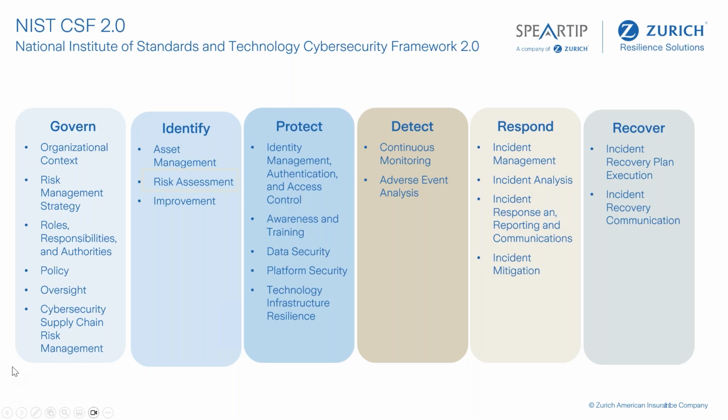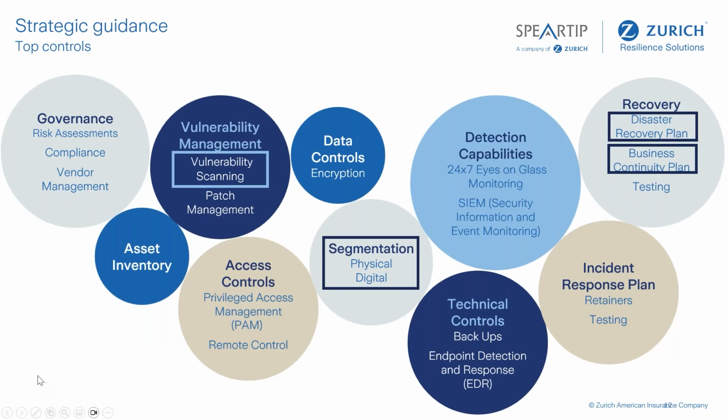Looking into, on the next slide here, some of the controls. When looking at some strategic guidance, the top controls, I put some boxes around some of the ones I'm going to dive into in the next couple slides: segmentation, specifically physical and digital, vulnerability scanning, which I'll touch on also, penetration testing, and then on the resiliency side, the business continuity and disaster recovery here.